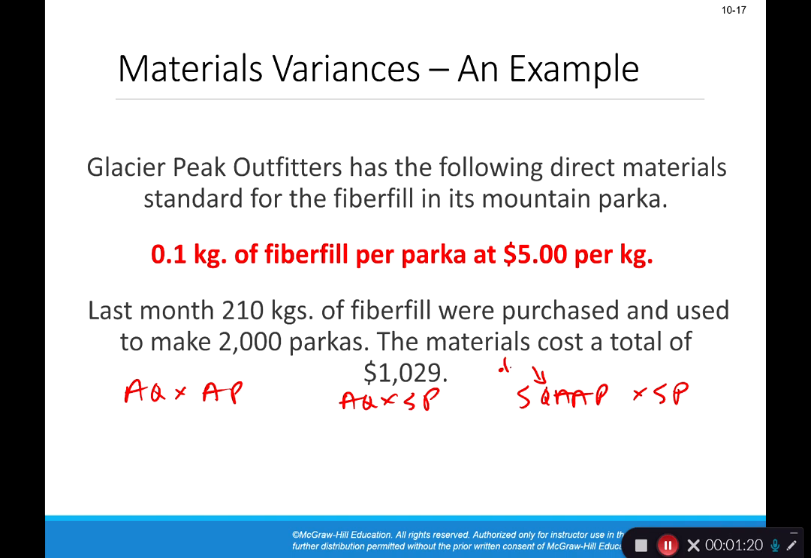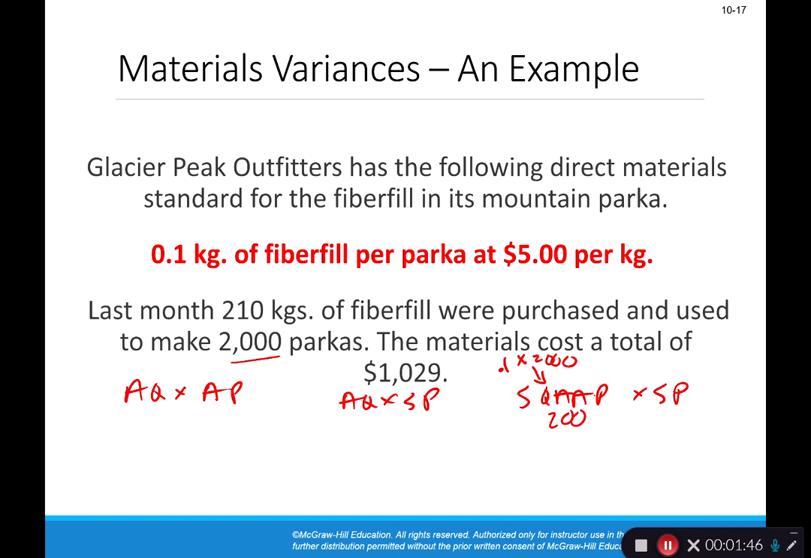We're allowed 0.1 kilograms per parka. So we're going to take that 0.1 kilogram standard allowed per unit times the number of parkas we actually made, which is 2,000. So that gets us an SQ equal to 200. So we should have used 200 kilograms of fiber fill to make the 2,000 parkas.